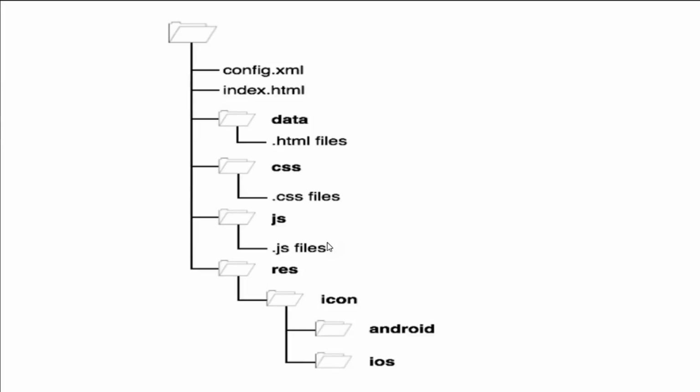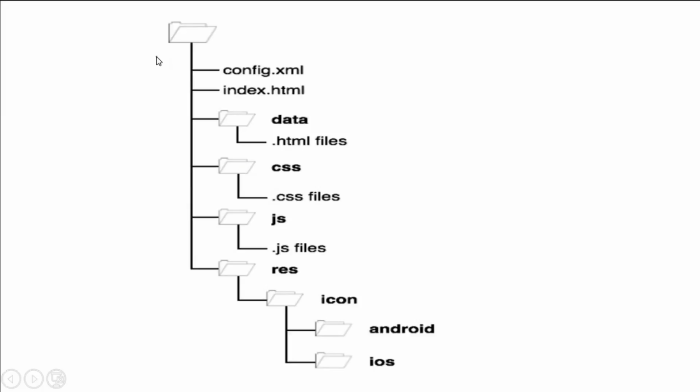Take note, the offline mode only has the data. This data means any other HTML file you have must be inside this. It can be 10, it can be 15. It does not have a limit. All your CSS must be inside the CSS folder.